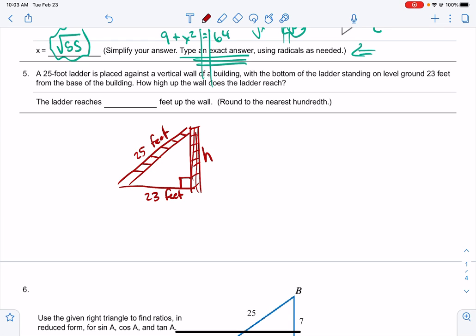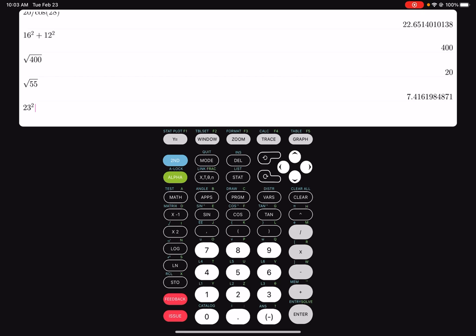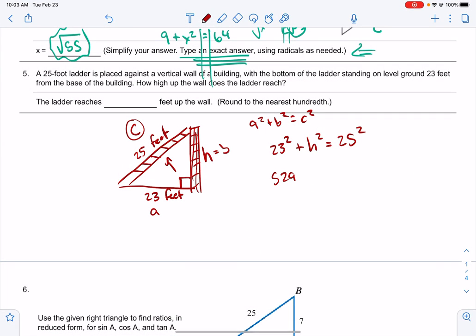So, Pythagorean Theorem, a squared plus b squared equals c squared. This is my c because it's across from the hypotenuse. We'll call this a, and our h can be our b. So I've got 23 squared plus h squared equals 25 squared. Okay, so 23 squared is what? 529. 25 squared should be 625. So 529 plus h squared equals 625.